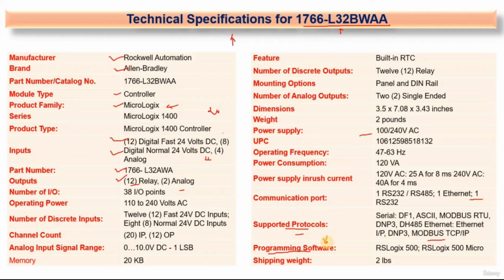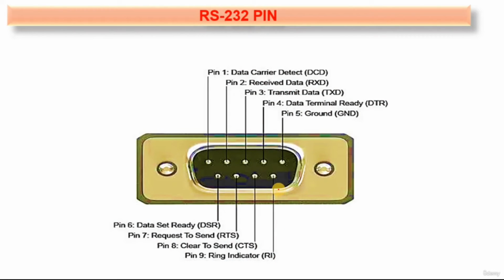In order to design a program for this MicroLogix type PLC, the required software will be RSLogix 500, right? RSLogix 500 is for the SLC 500, the modular type PLC, and RSLogix 500 Micro is for the compact type PLC, right? As per our requirement, we have to select the appropriate software. So this is the specification related to the RS-232 communication cable, which we'll discuss in the upcoming session, because this part is related to the communication protocol.